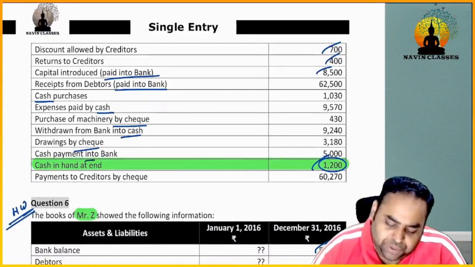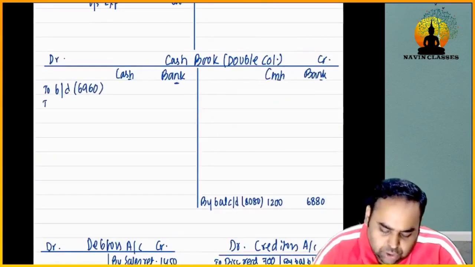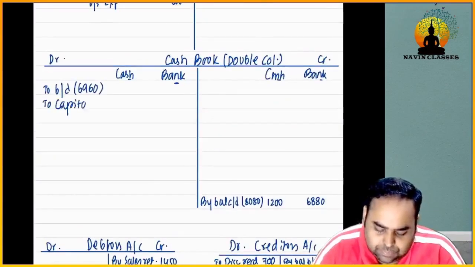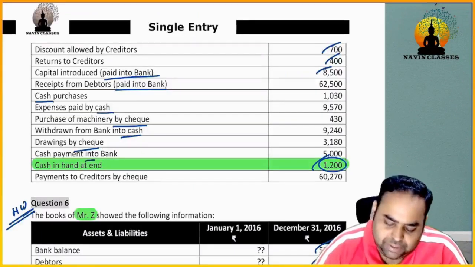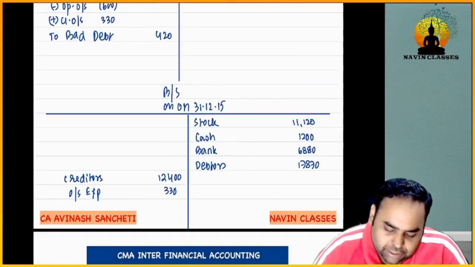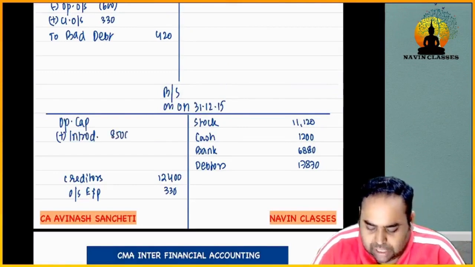Next, capital introduced, paid into bank. I've deposited into bank and introduced the capital. So write to capital 8,500. We've deposited in bank and this capital introduction will be added to the opening capital. Is this clear? 8,500.